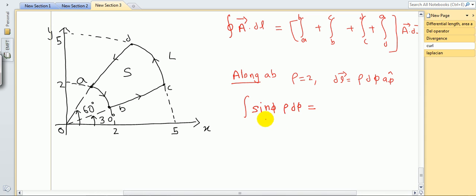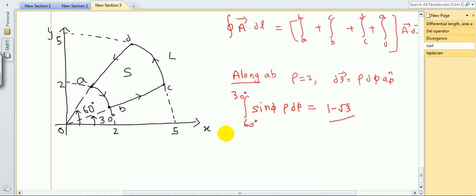The limits for phi are from 60 degree to 30 degree. I can write it in radians, that is from pi by 3 to pi by 6. So if I solve this I will get 1 minus root 3. You can simply integrate. Sin phi will come as minus cos phi, and then you put the limits, and it will be 1 minus root 3 along the path AB.